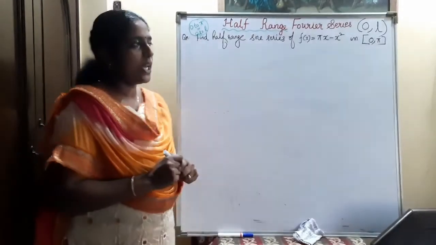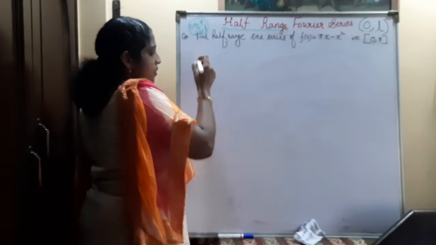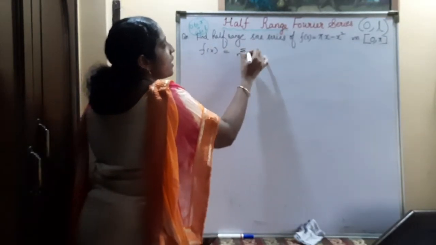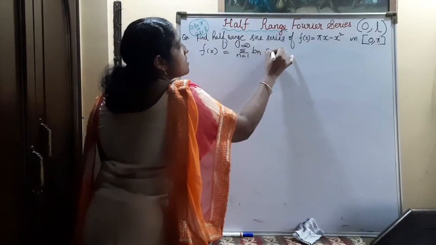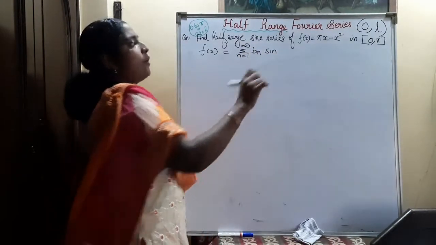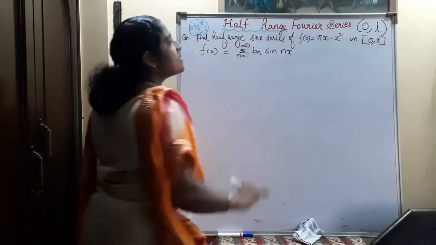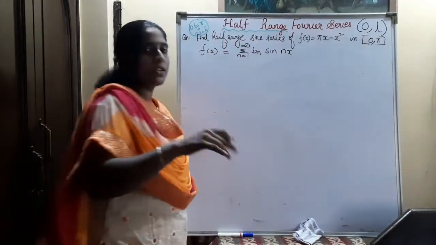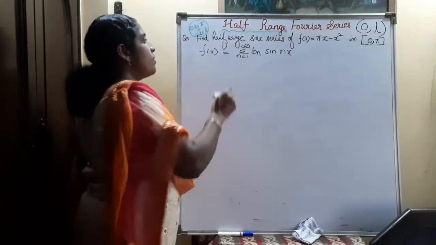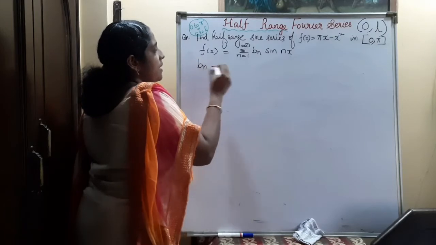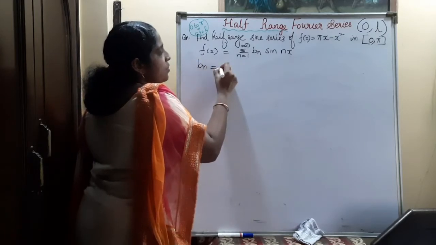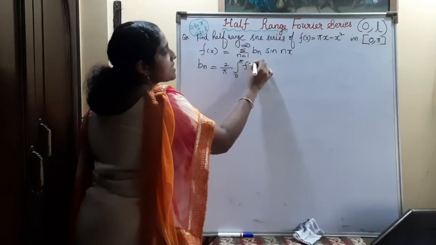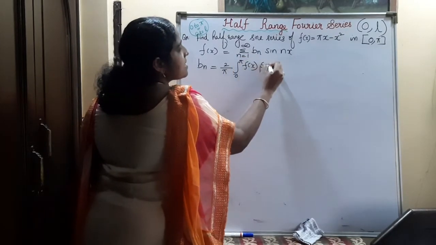Okay. The next question, we can find the half range sine series of a function in the interval 0 to pi. Okay, so what is the half range sine series formula? That is f of x is equal to sigma n equal to 1 to infinity bn sine n pi x by L, or here it is in the pi range, so we can write it as bn sine nx. Okay, because in half range sine series the a0 and an become 0. So now we can find out the coefficient bn. What is the formula for bn? 2 by pi integral 0 to pi f of x sine nx dx.